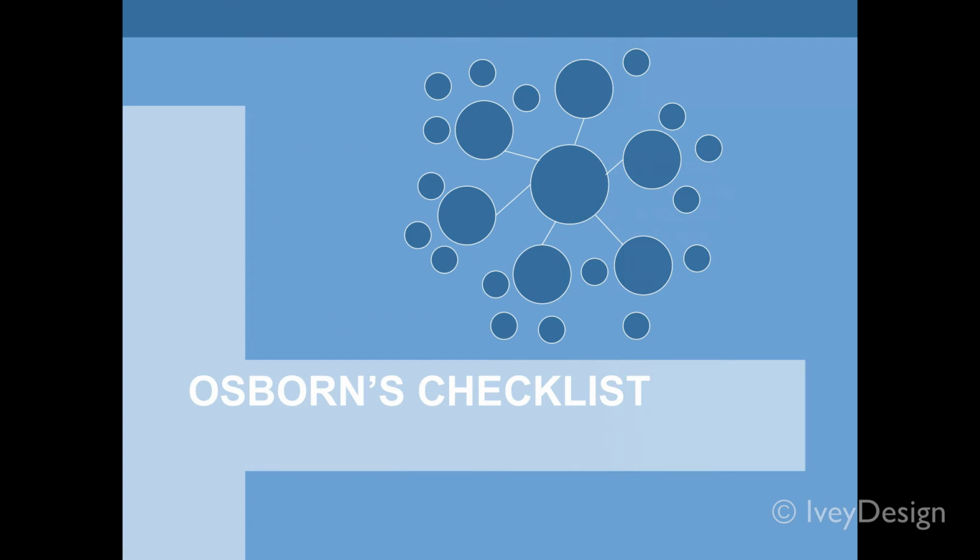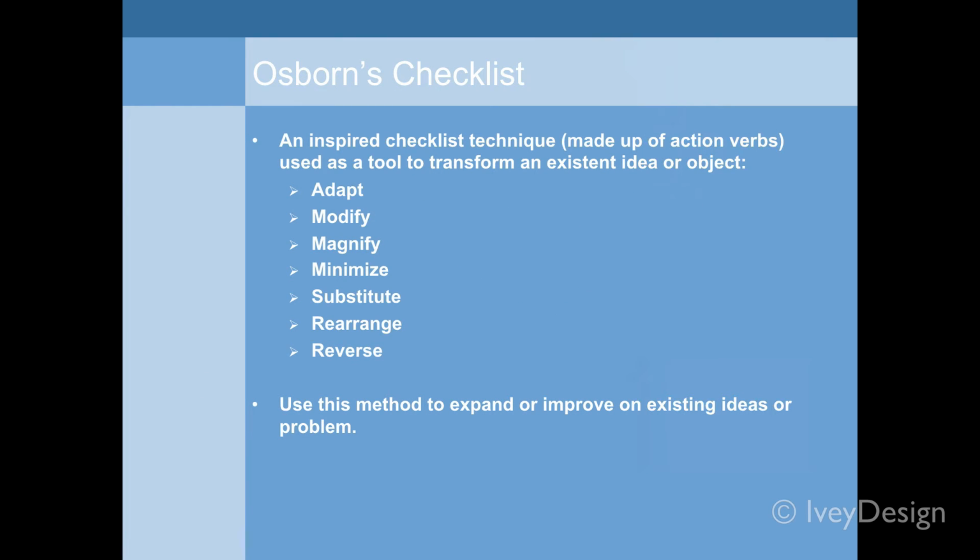This can be non-identical or trying to find connections between two worlds of meaning that may reveal some sort of insight. The second type of creative thinking is called Osborn's checklist, and it's a form of brainstorming. Osborn's checklist is made up of 6 or 7 action verbs used to transform an existing idea or object. And these are the verbs that people normally use: to adapt, modify, magnify or minimize, substitute, rearrange, or reverse. You should use this method to expand or improve on an existing idea or a problem.